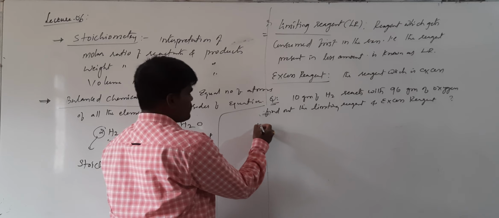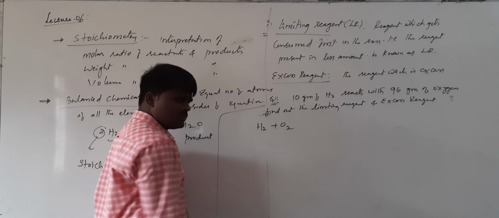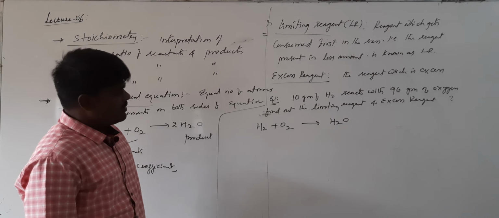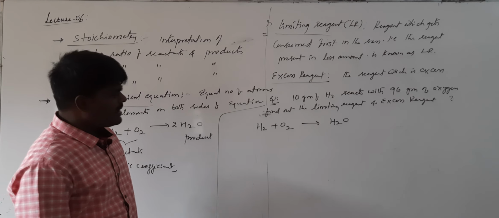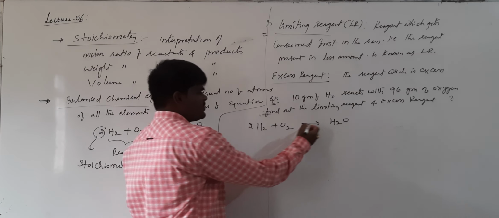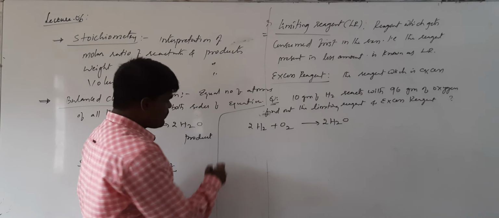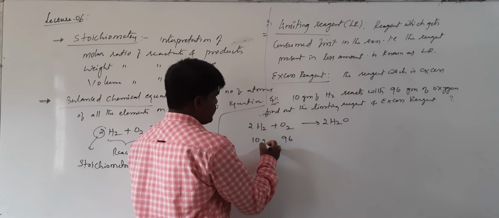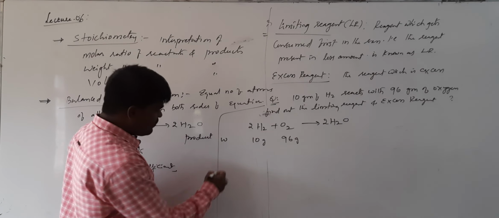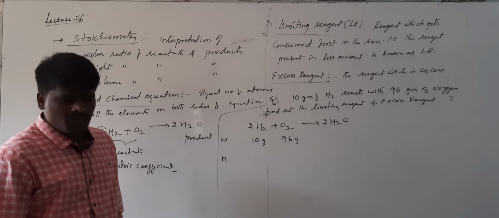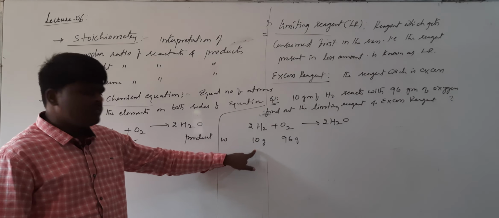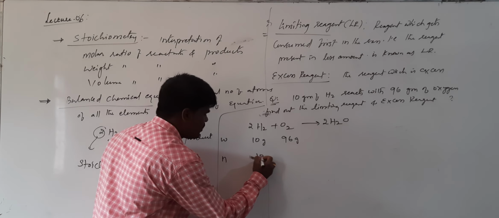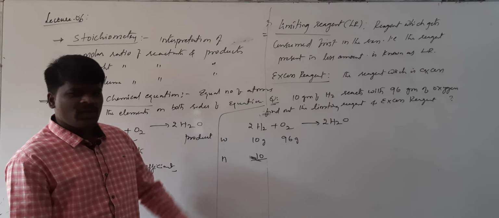So what is the equation between hydrogen and oxygen? First of all, this is the equation. You need to balance it because we have to deal with the balanced equation in stoichiometry. So what will be the balanced equation? In the question, what is the weight given? 10 grams is reacting with 96 grams. So determine the number of moles of hydrogen as well as oxygen. If the weight is known, can't we determine the number of moles? Divide the given mass by the molar mass of the corresponding substance.